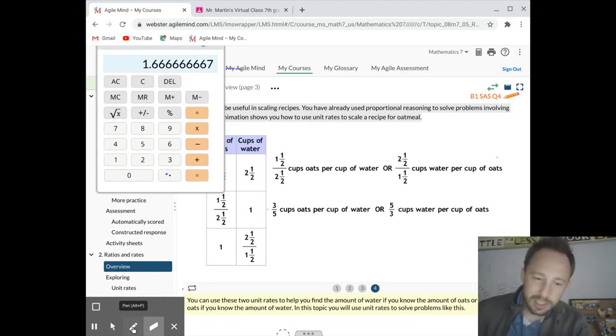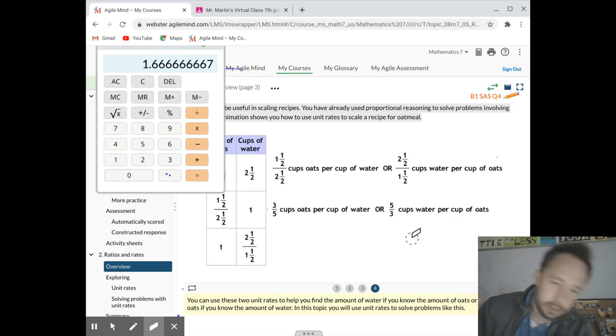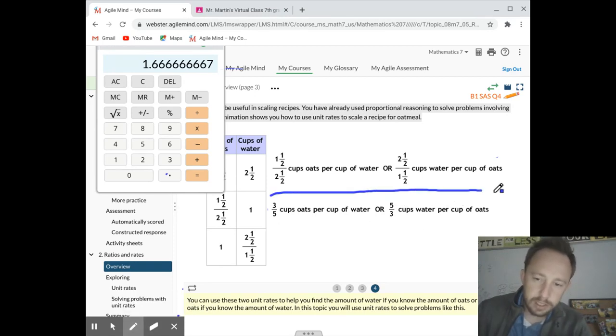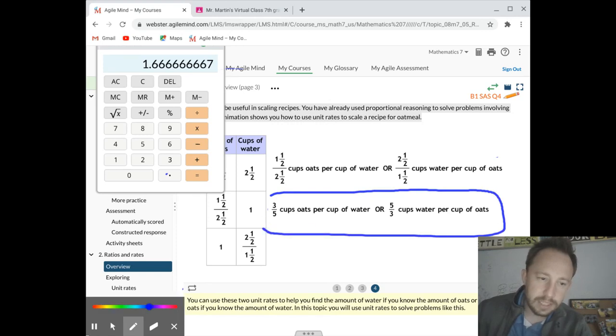All right. So they put 5/3 cups of water per cup of oats, but 5/3 is actually 1 2/3 cups of water per cup of oats. So that's exactly what we came up with. So these two right here, we need to write these in.